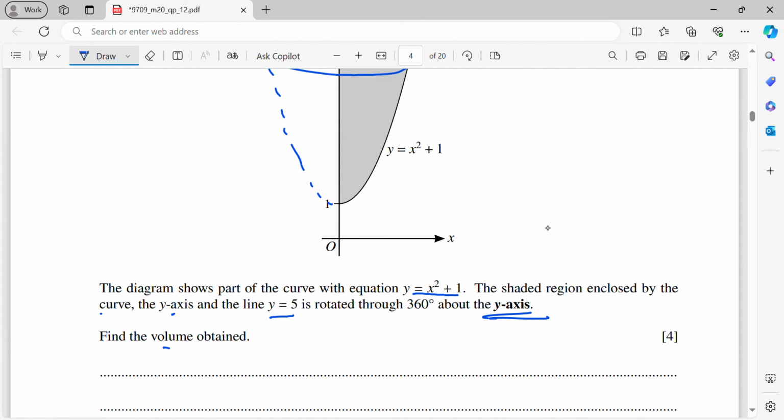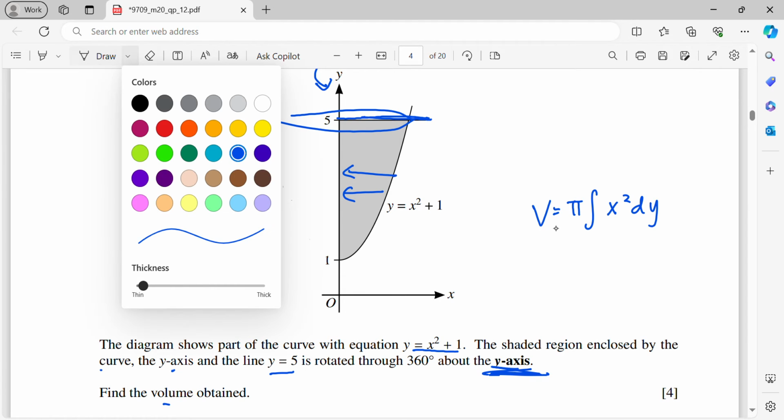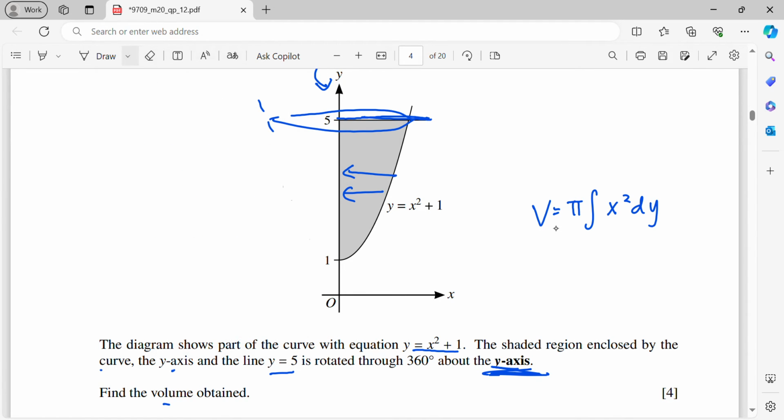So now, since we are rotating about the y-axis, the general formula is basically V equals pi x squared dy. Alright, so now you refer to the region towards the y-axis. From the graph, you are given the 1. So that means the region will be bounded by y equals 1 and y equals 5.